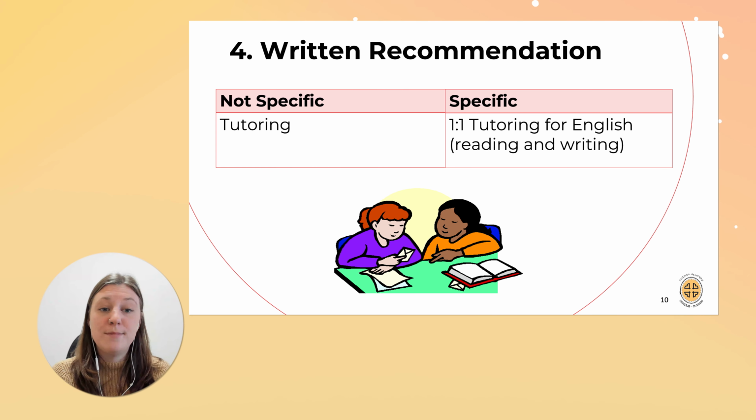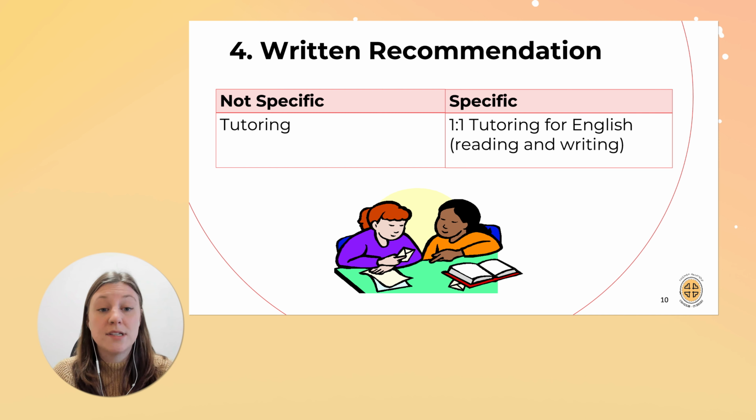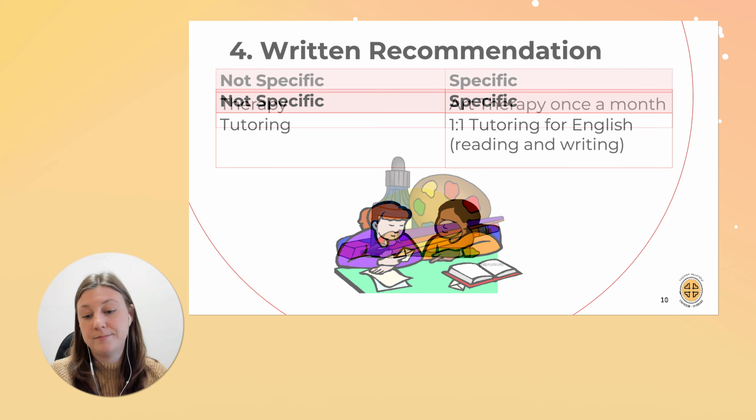Number 4, you want to make sure that you have a written recommendation. So you need to write out what you're requesting and be specific about it. So for example, recommending tutoring is not very specific. What kind of tutoring are you recommending? Is it for a specific subject? Is it group, individual tutoring? Is it going to be online? And how often do you recommend it? So something more specific would be, I recommend one-on-one tutoring for English, reading and writing.